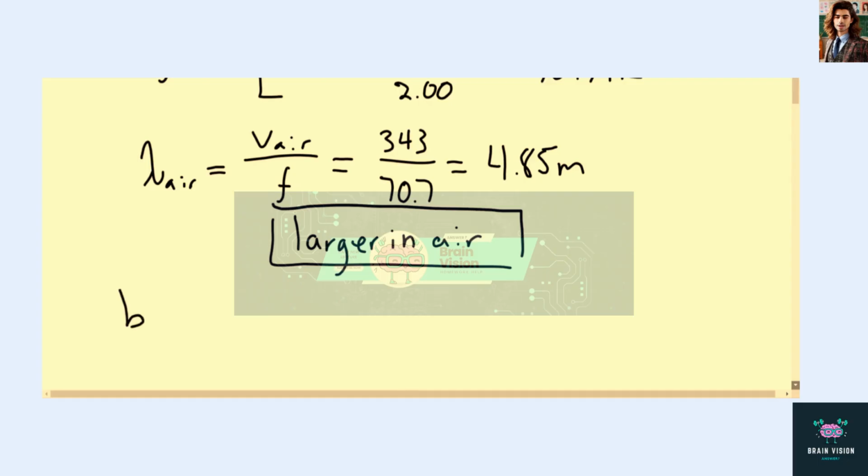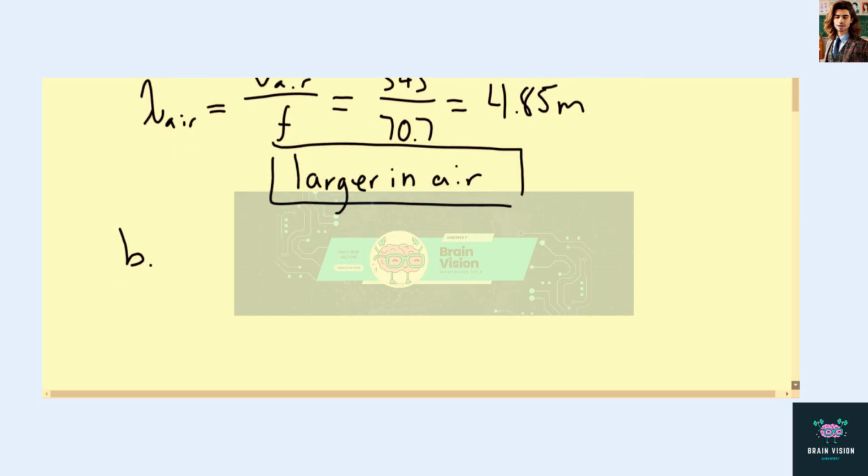And then in part B, we're asked to figure out what the ratio of the wavelength in air to the wavelength in the string is. So there's two ways to do this. It doesn't specify whether it wants a number answer or a symbolic answer, so I'm going to go ahead and give both.